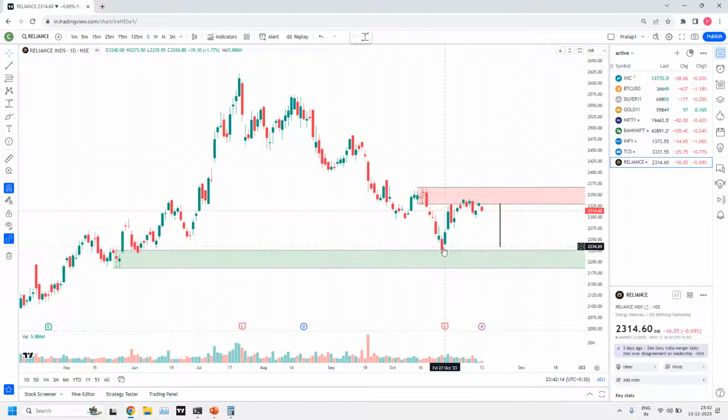So those who have taken this Reliance trade, they got the profit. Because we already learned that the demand zone is the area where prices will be moving up, and the supply zone is the area where prices will be moving down. So that is what you are observing in the live charts.